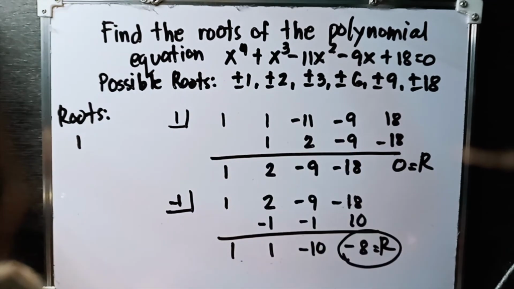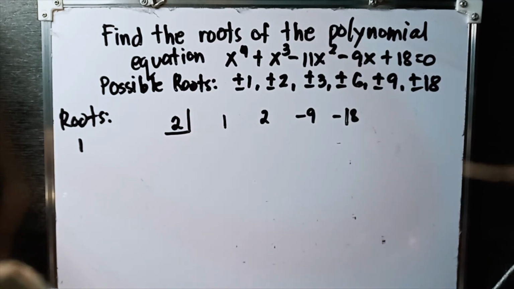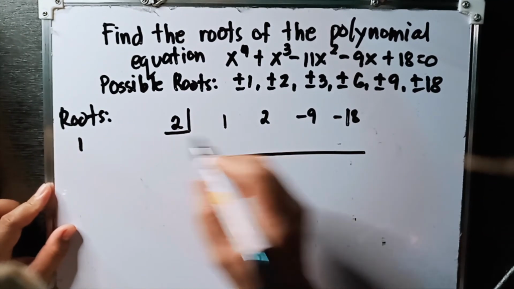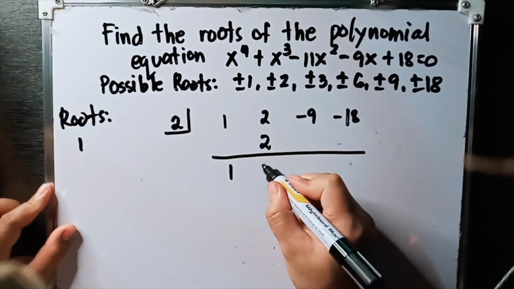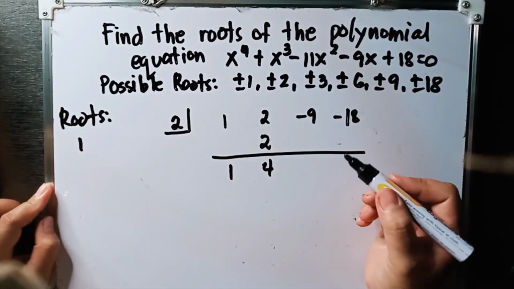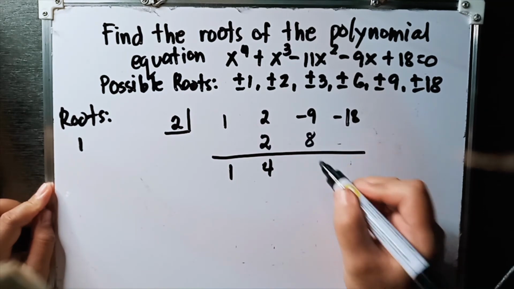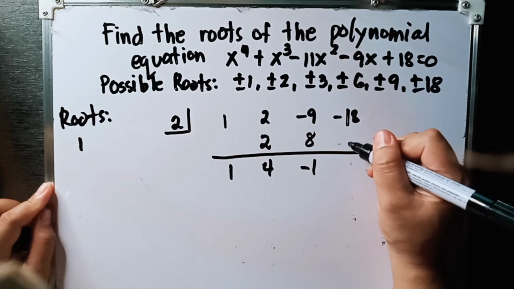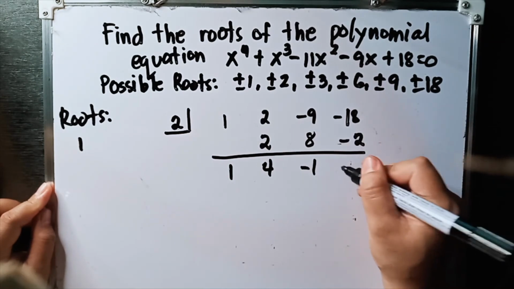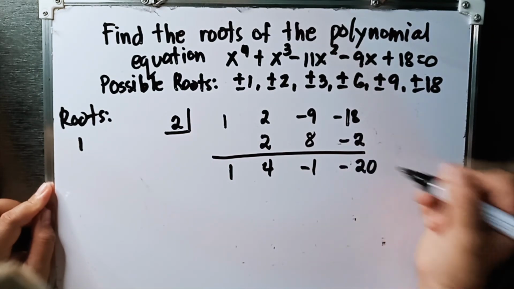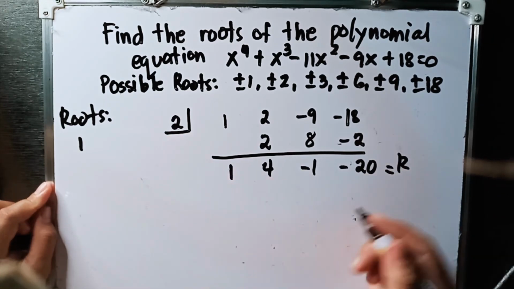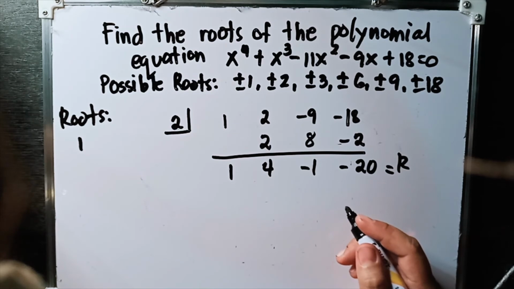So let's try positive 2. Let's try if positive 2 is a factor. So we bring down 1. We multiply, we have 2. We have 4. 4 times 2 is 8. We have negative 1. Negative 1 times 2 is negative 2. We add, we have negative 20. So again, positive 2 is not a root.